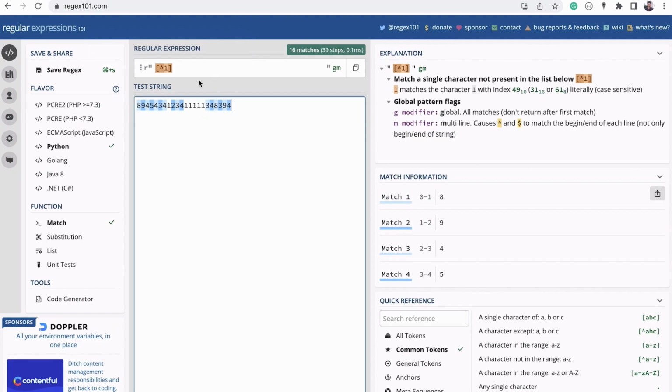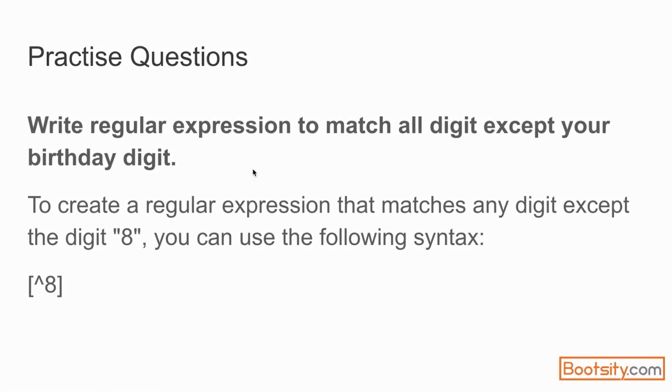Now, when I'm writing caret 1, it will also match other characters. Let's say if I'm writing any character, it will also match them. So it will match everything except 1. Not only digits but also characters. One follow-up question for you on this would be how we can write a regular expression that matches only digits and doesn't match any character.